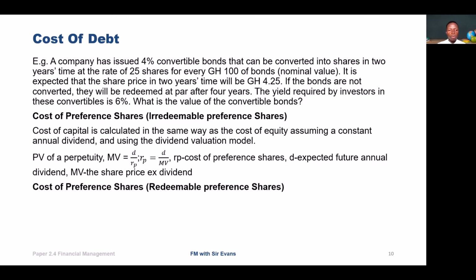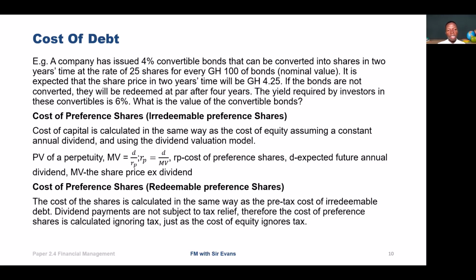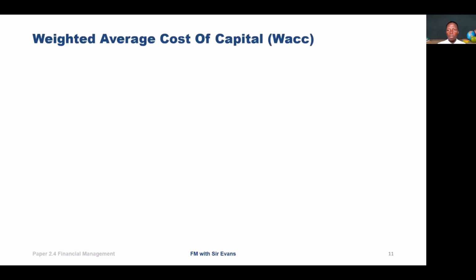And we have the cost of redeemable preference shares. So the cost of these shares is calculated in the same way as the pre-tax cost of irredeemable debt. So dividend payments are not subject to any tax relief, and therefore the cost of preference shares is calculated ignoring the tax. We go to weighted average cost of capital.